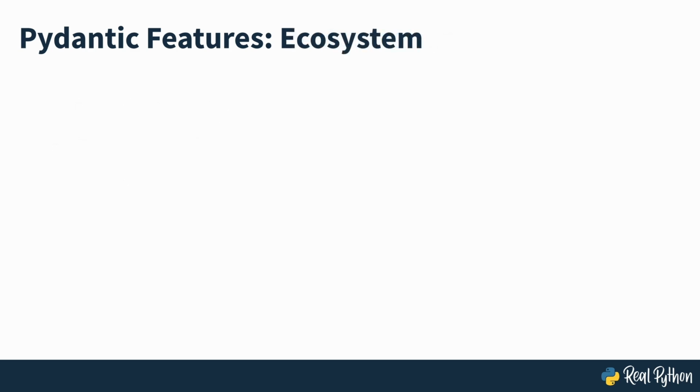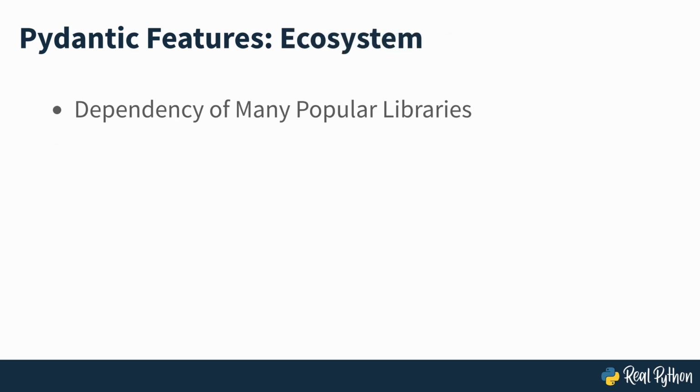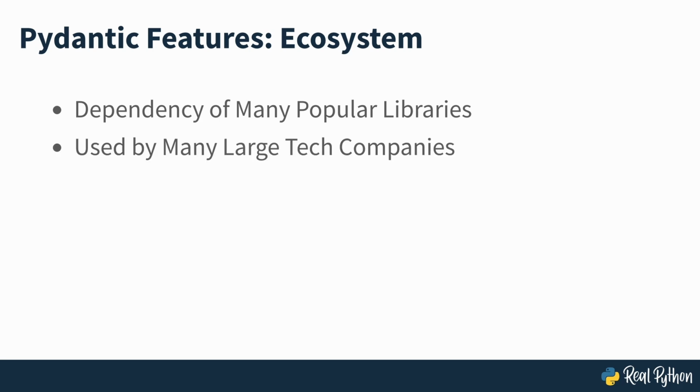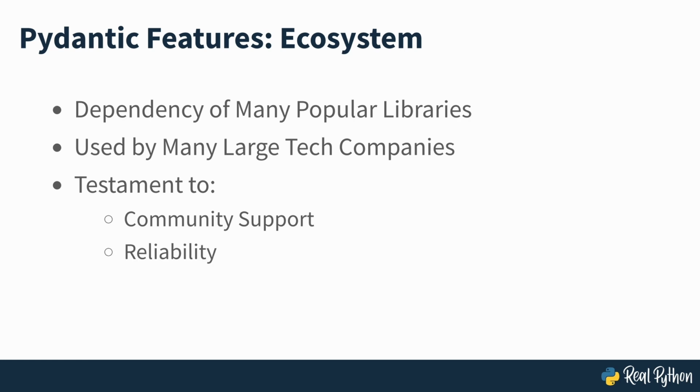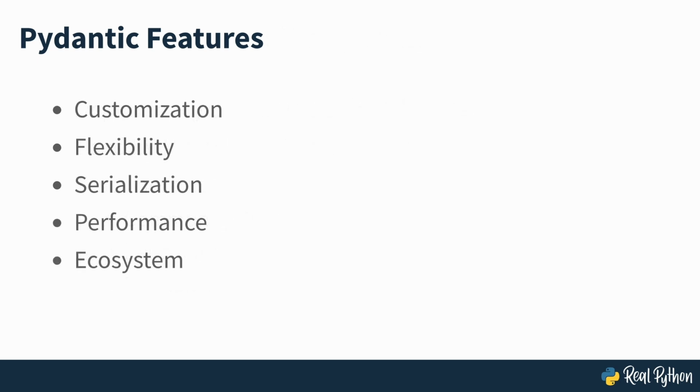Ecosystem and industry adoption. Pydantic is a dependency of many popular Python libraries such as FastAPI, LangChain, and Polars. It's also used by most of the largest tech companies and throughout many other industries. This is a testament to Pydantic's community support, reliability, and resilience. These are just a few key features that make Pydantic an attractive data validation library, and you'll get to see these in action throughout this course.